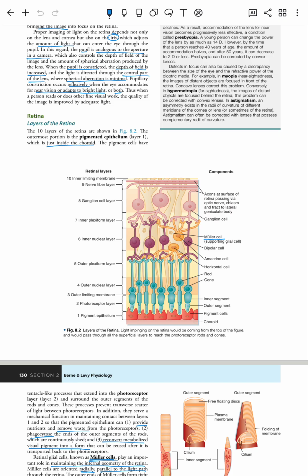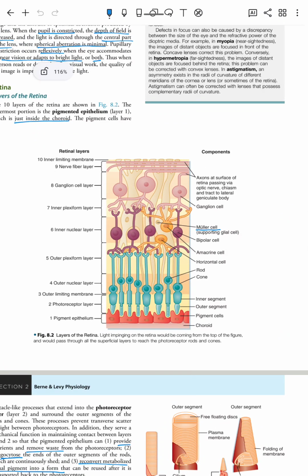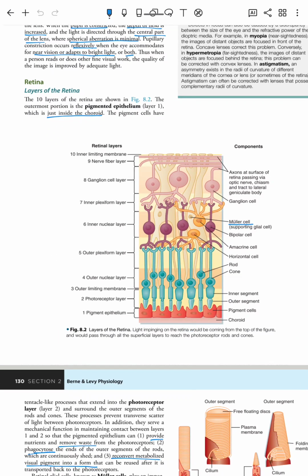In the figure we can see there are 10 layers of the retina. The first one is the pigment epithelium, second is the photoreceptor layer, third the outer limiting membrane, fourth the outer nuclear layer, fifth the outer plexiform layer, sixth the inner nuclear layer, seventh the inner plexiform layer, 8th the ganglion cell layer, 9th the nerve fiber layer, and 10th is the inner limiting membrane. So the 10 layers are shown here.